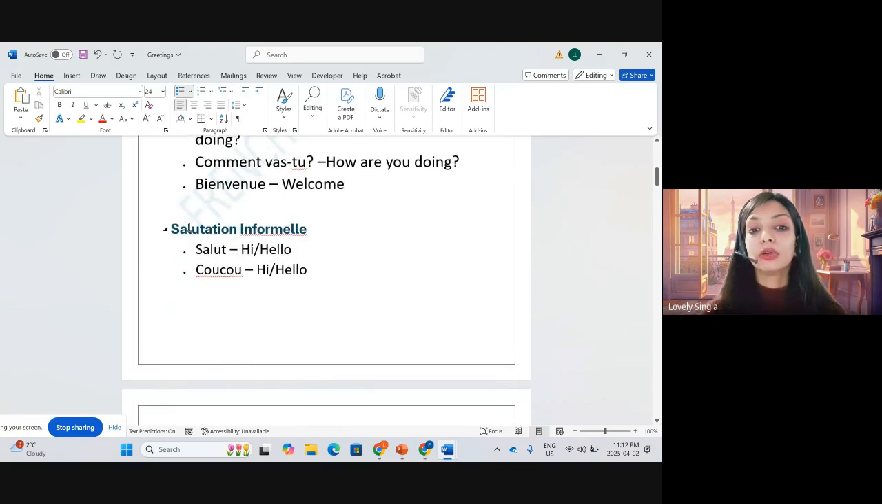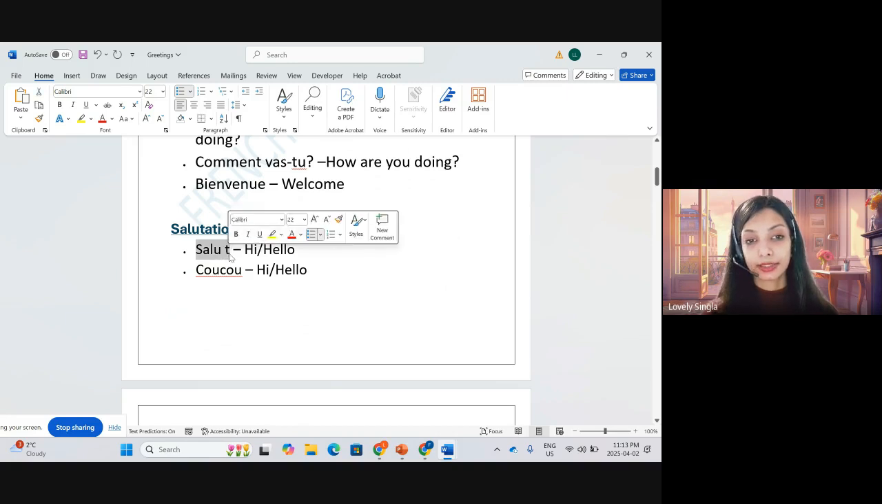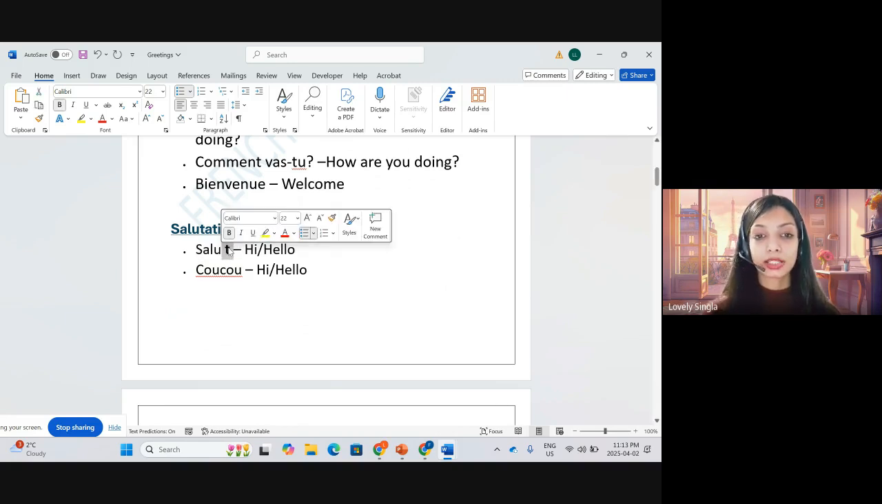Next, we have salutation informal. Salutation informal is basically informal greeting. Salutation is greeting and informal is informal. Now, if you have to talk to someone in an informal way, how will you talk? For example, you have to say hi or hello, you can say salut. Salut, which is hi or hello. The T you will not pronounce. Any guesses why we are not going to pronounce T, guys? Why is T silent?